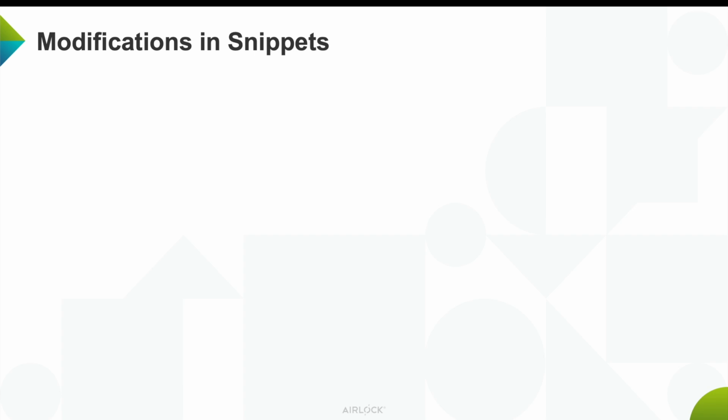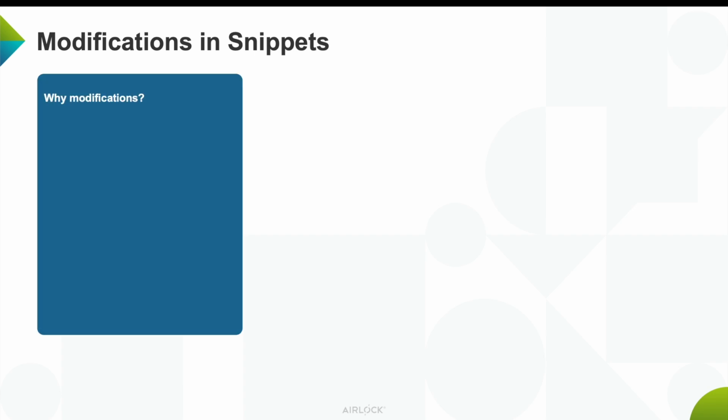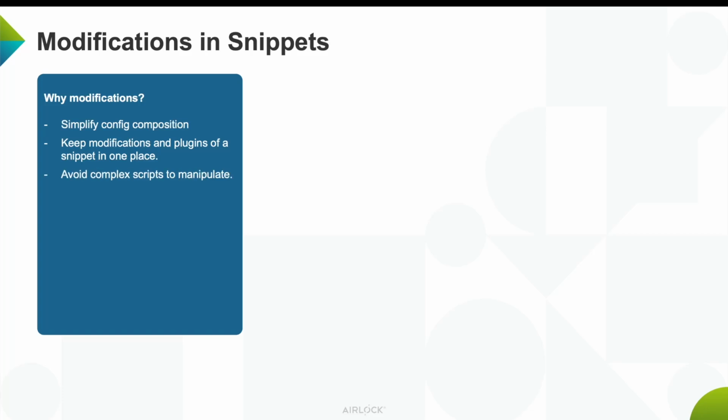Let's sum up the most important properties of modifications. So, why modifications? What are modifications for? Modifications are thought to simplify config composition, both manual and automated. With modifications, the plugins of a snippet and the recipe specifying how they are used can be kept in the same place. Modifications can make complex scripting obsolete. Because modifications are structured and part of a snippet, they can be automatically upgraded to new IAM versions to a certain extent. This makes upgrades easier.